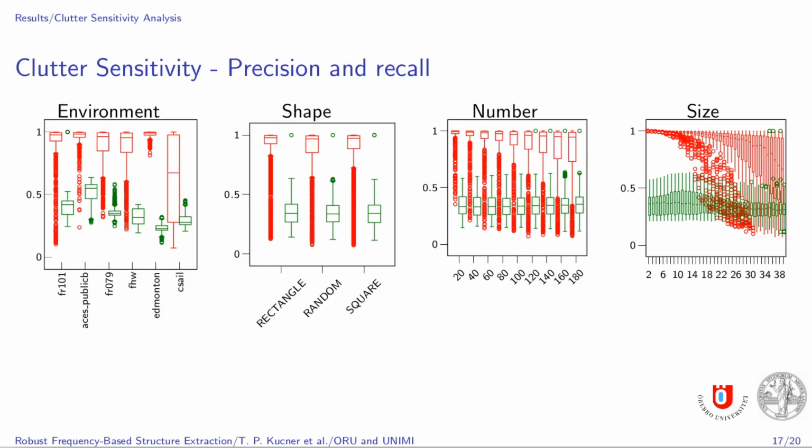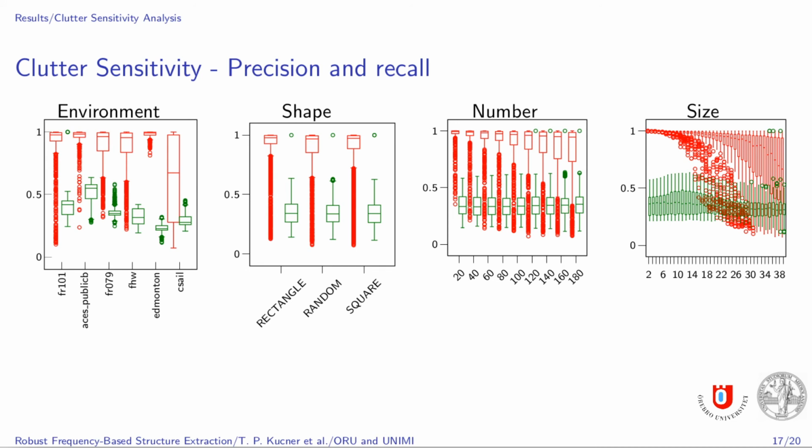In order to assess how well the automatic threshold detection for clutter filtering works, we have selected 6 maps from the Radish dataset and added 3 different shapes of obstacles in varying amounts and varying sizes. We have evaluated it as a classification problem, thus we have computed the precision and recall for each map. The precision plots are in red and recall are in green.